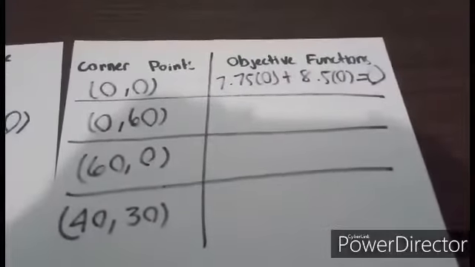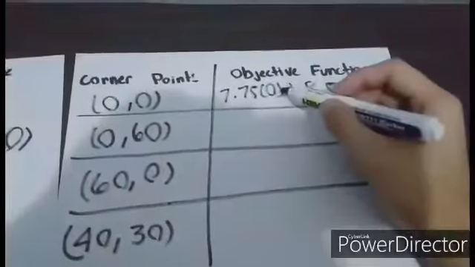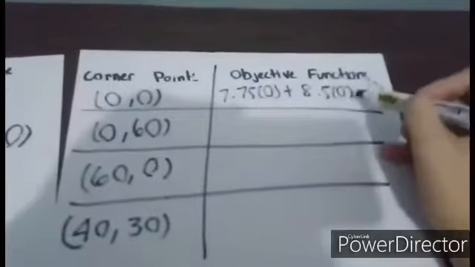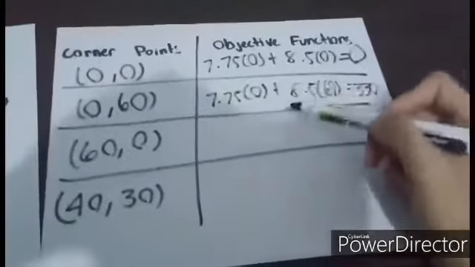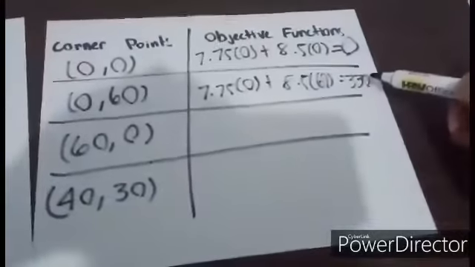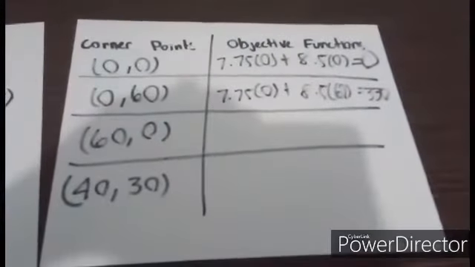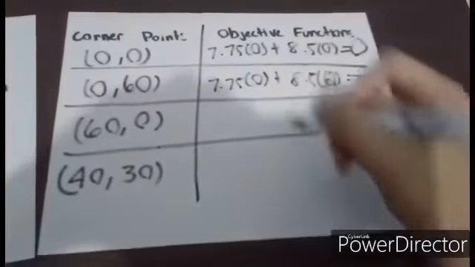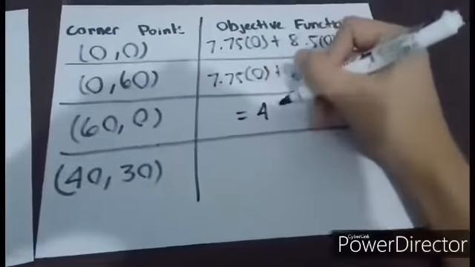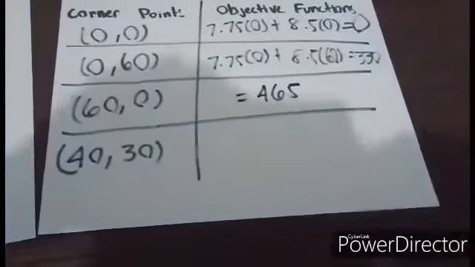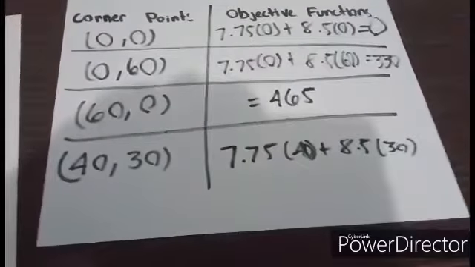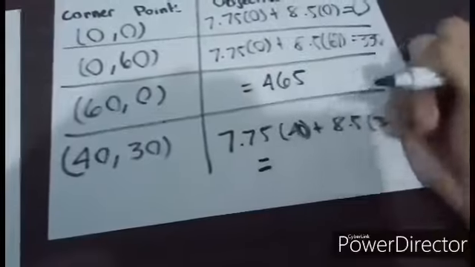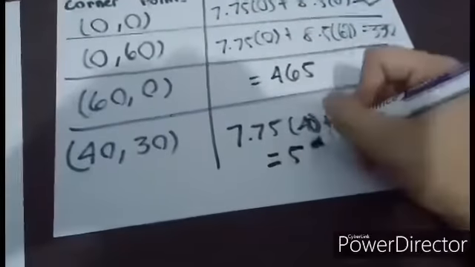For the objective function, we have 7.75 times 0 plus 8.5 times 0. Obviously, it is 0. Second one, 7.75 times 0 plus 8.5 times 60 equals 510. Third one, we have 7.75 times 60, and it will be 465. Last one, it is 7.75 times 40 plus 8.5 times 30. And the maximum profit will be 565.